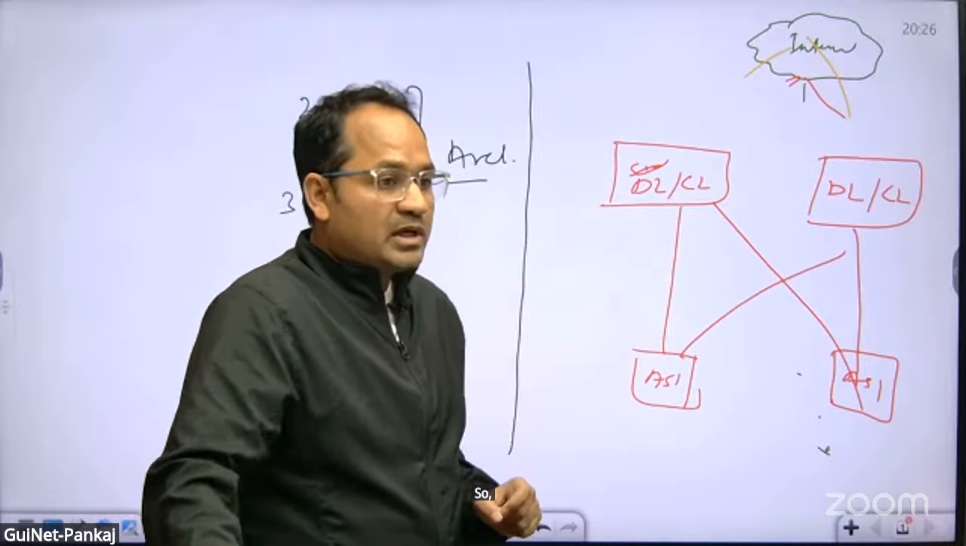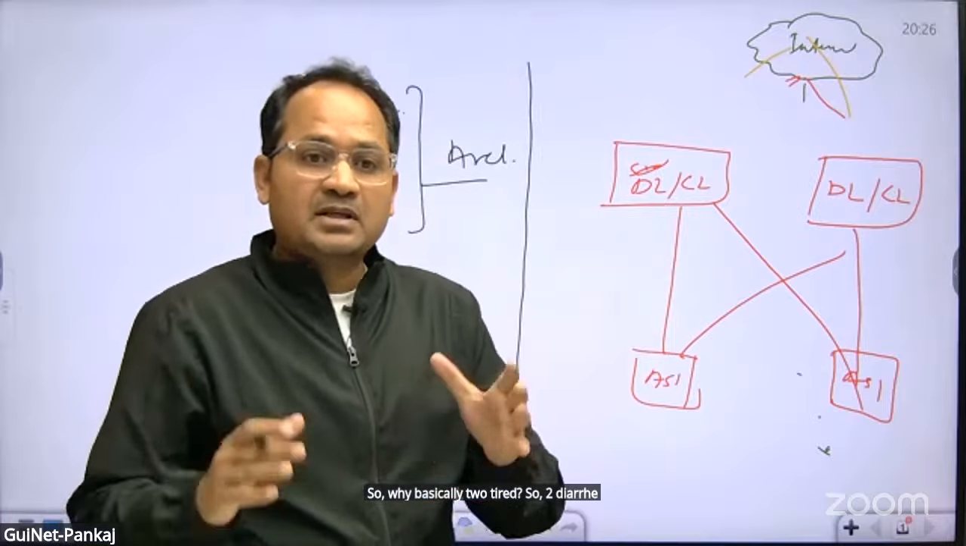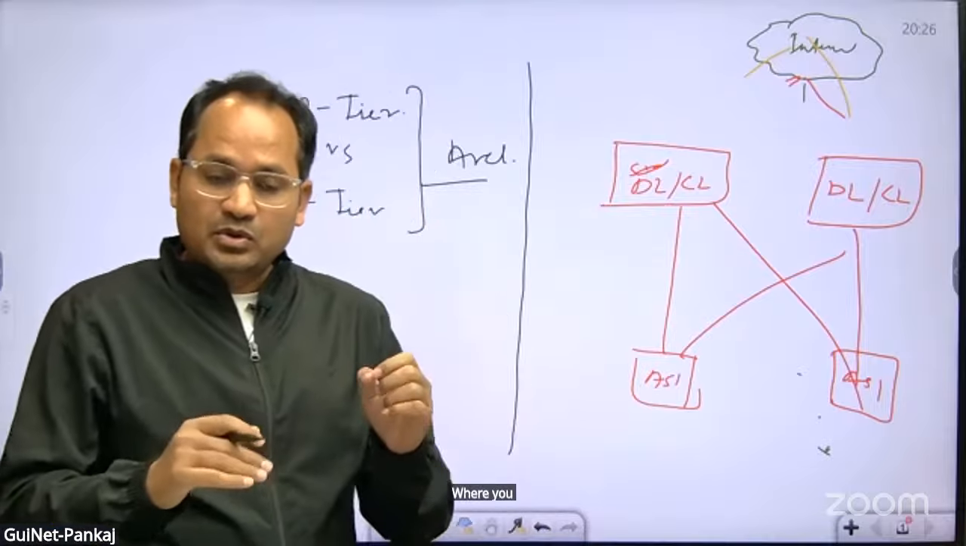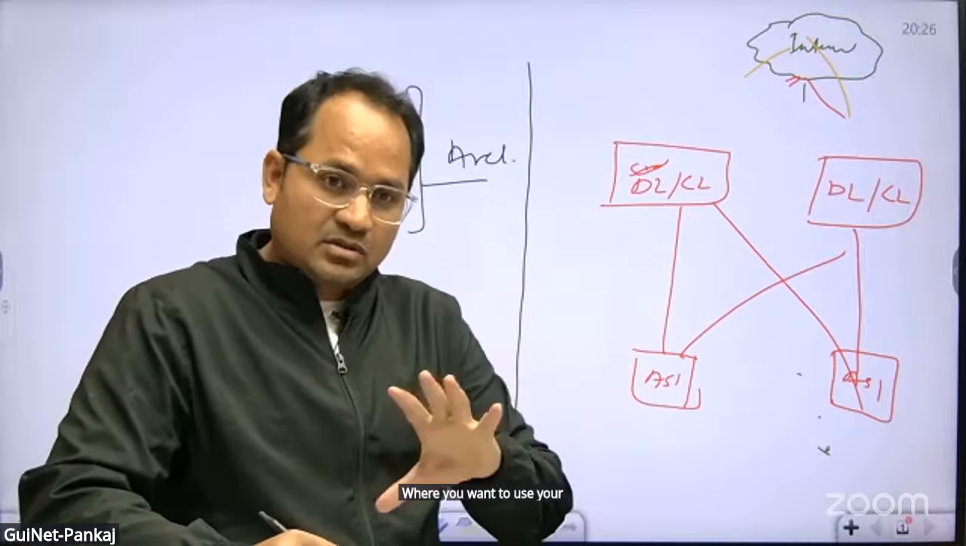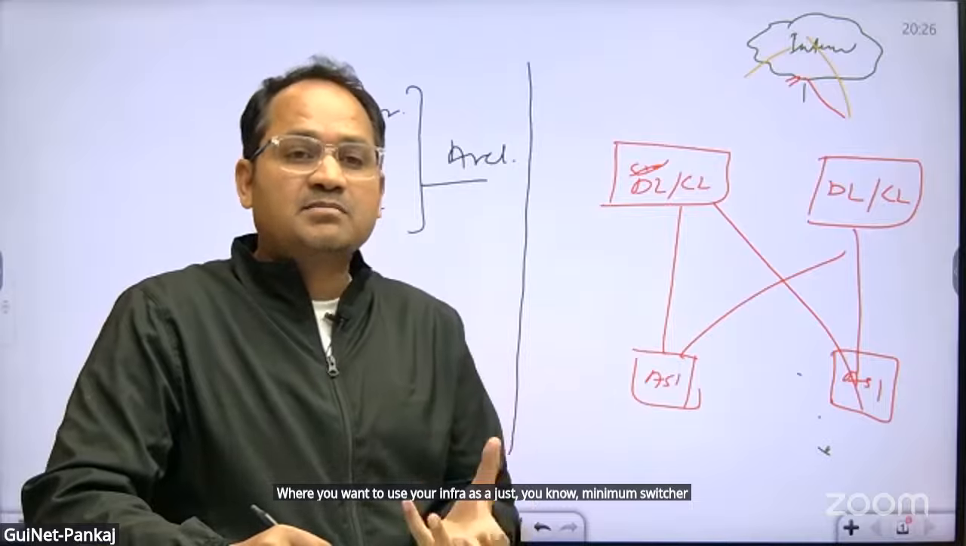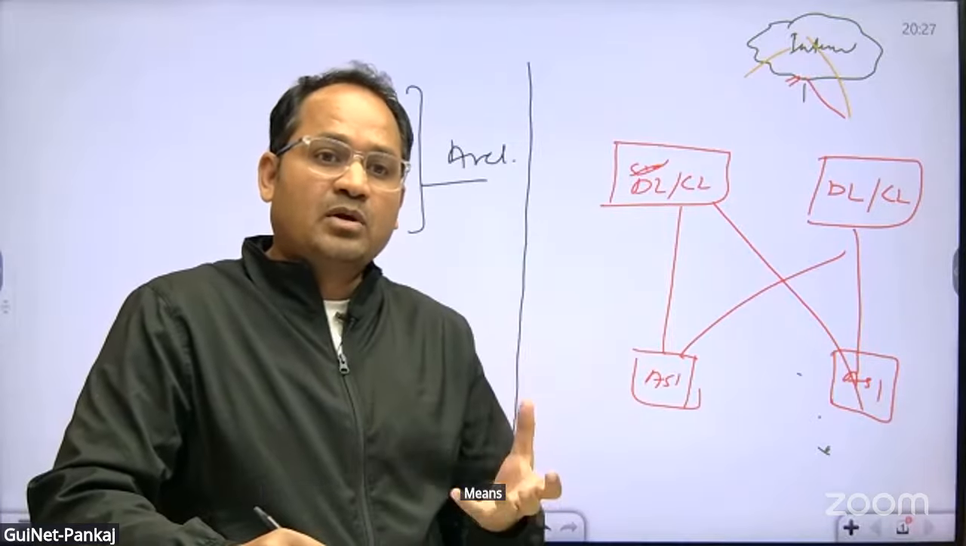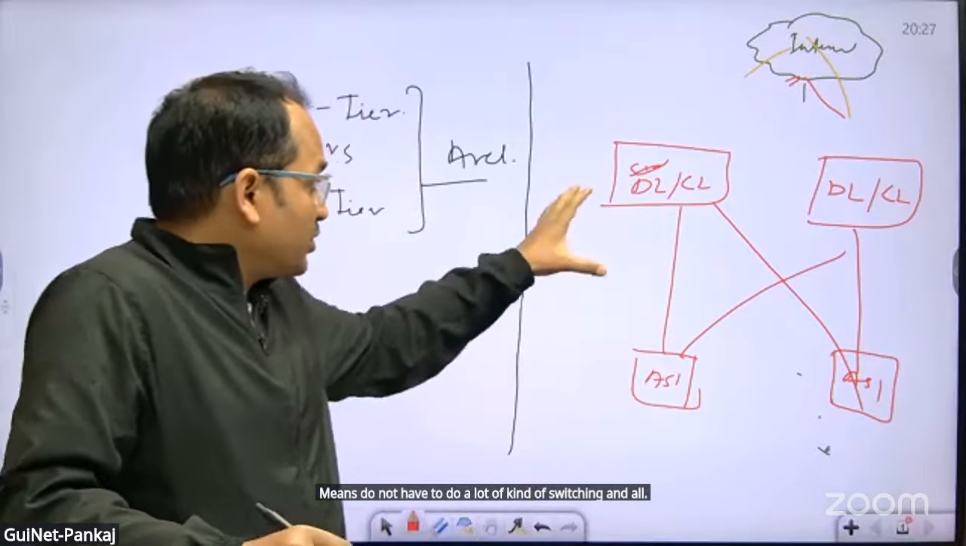So why two-tier? Two-tier is for a small network where you want to use your infrastructure with just a minimum of switches. You have very little backbone capability, meaning you don't have to do a lot of switching. Then you can use this kind of architecture.